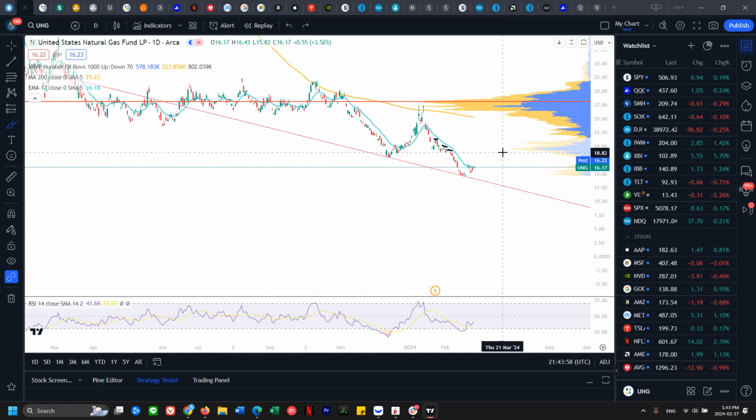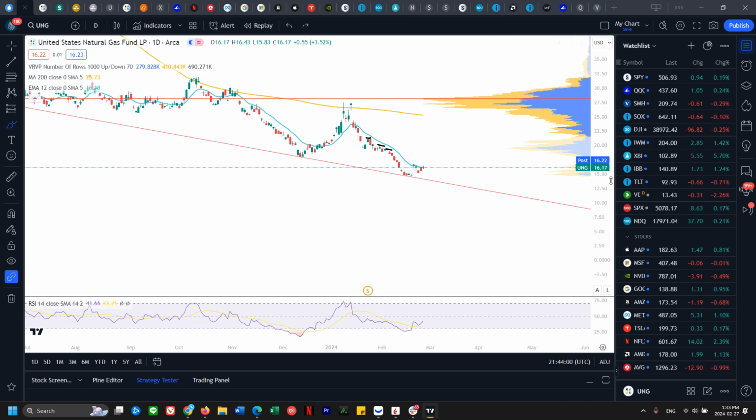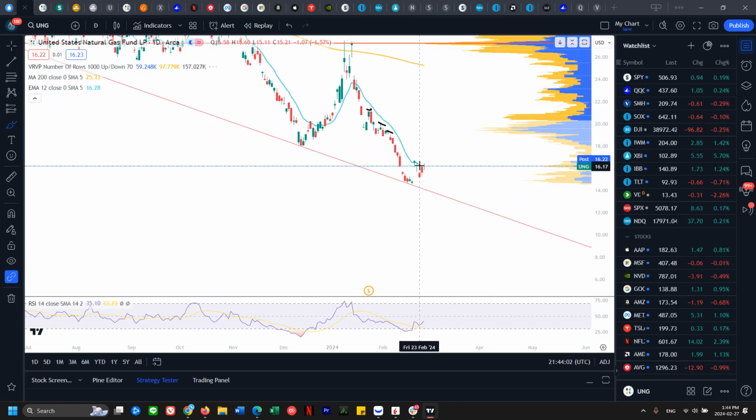Yeah, so all right, let's take a look. Let's see here. Daily EMA 12 is a little bit of resistance, but yeah, the 8-hour is more clear for UNG. All right, that's all I've got for you guys for natural gas.